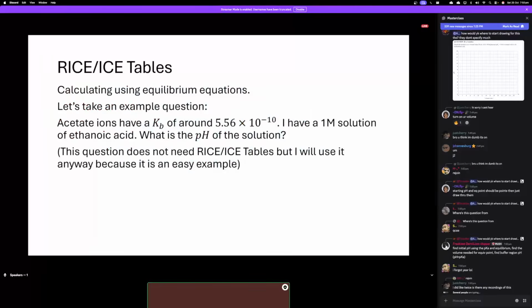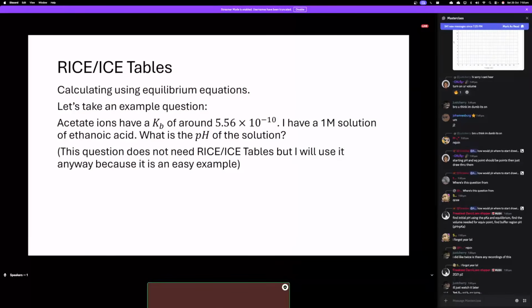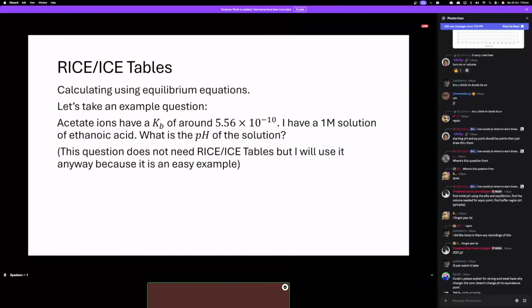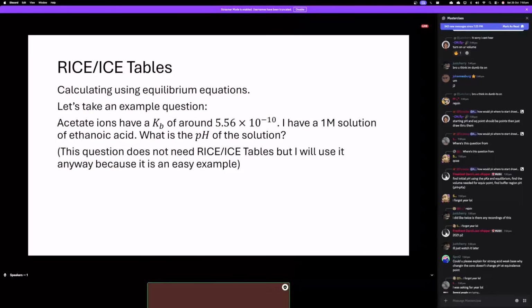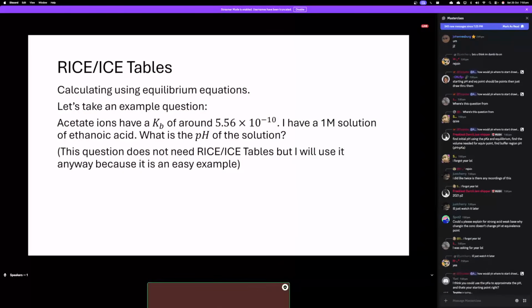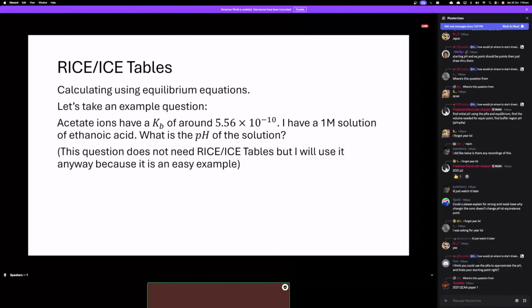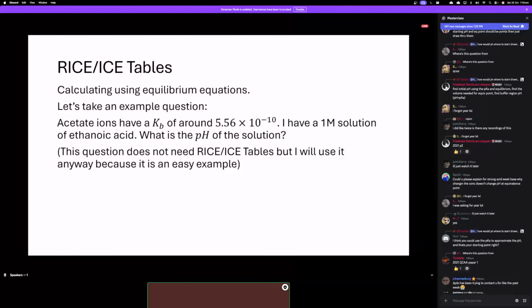Rice tables or ICE tables. I've heard both. I've learned it as rice tables. It's just the same thing. This question you don't need to use an ICE or RICE table for, but I'm going to anyway because it's a really nice example. So acetate ions have a Kb of around this value here.